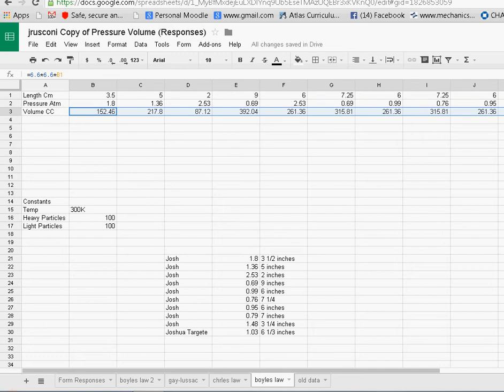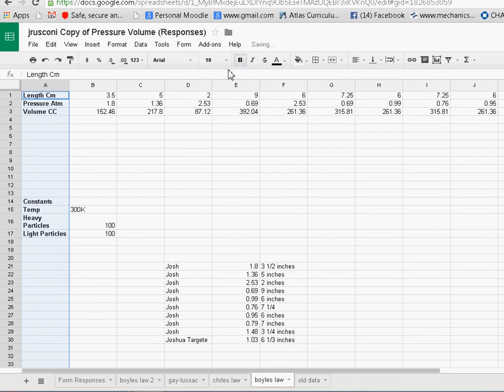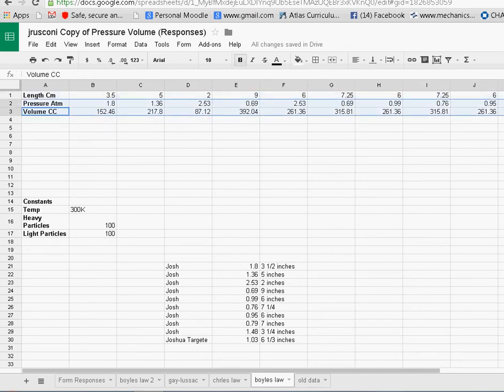Now, all I need to do, now remember, I want to make the labels, the column heads, pressure and volume, so I'm going to actually do a little trick with spreadsheets. If you put something in bold, the computer will assume that that's supposed to be a label. So I'm going to click and drag this all the way across. All right, so I've captured all my data.